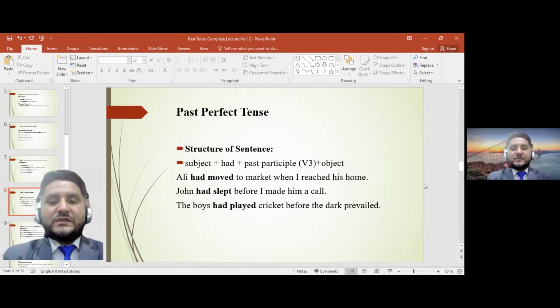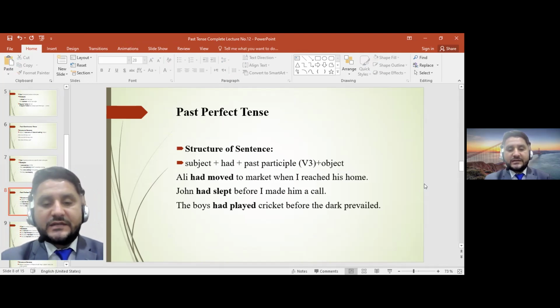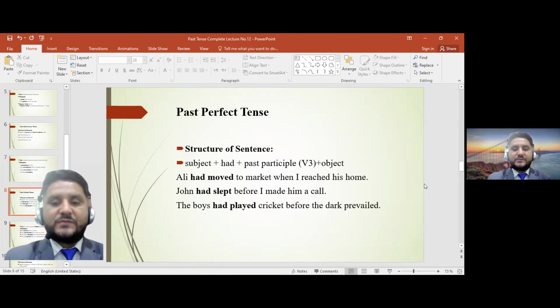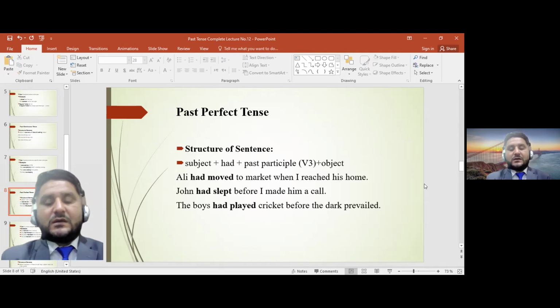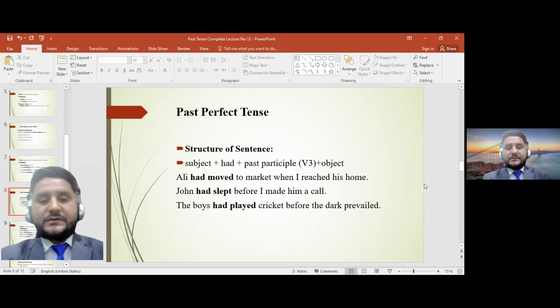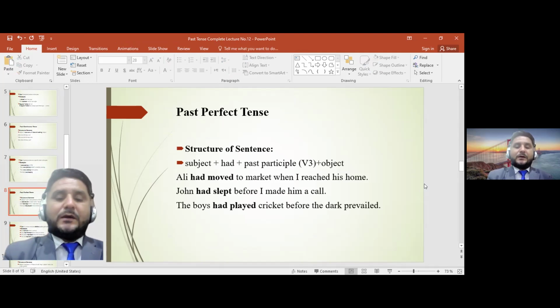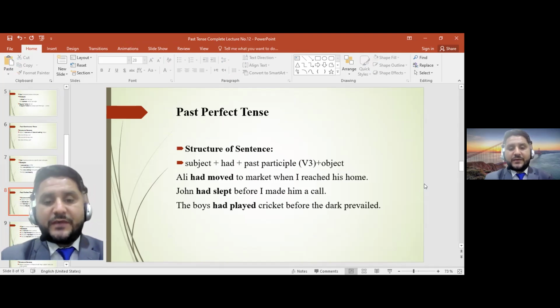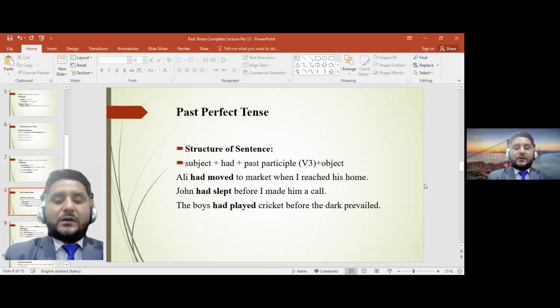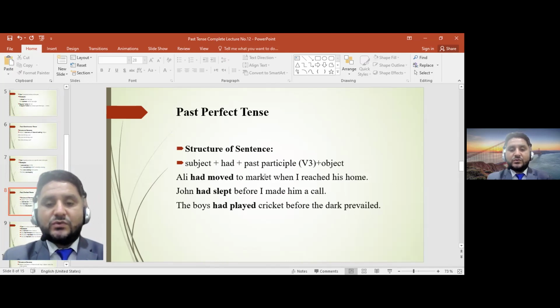So we move towards the past perfect tense now. The structure of the sentence is subject plus had plus past participle, like past participle means the third form of the verb, plus object. So it's essential to discuss here. Past perfect is used before another action in the past. That's why we have used it in two clauses.